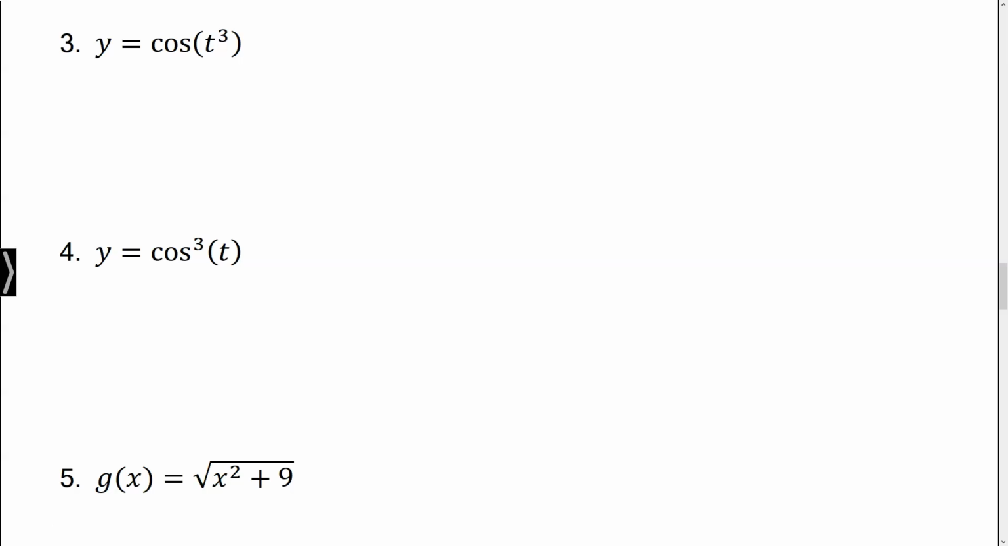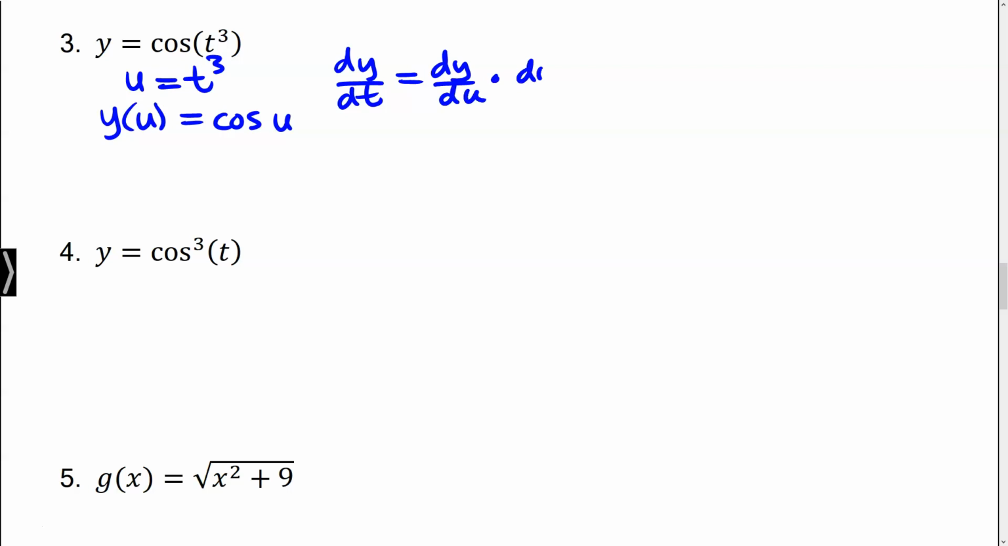So on this cosine of t cubed, we're doing the cube first and then the cosine. The cubing is the inside function, so that's our u. u is equal to t cubed, and then y of u is equal to cosine u. So dy/dt here is dy/du times du/dt. The derivative of y with respect to u is minus sine u, times the derivative of u with respect to t, 3t squared.